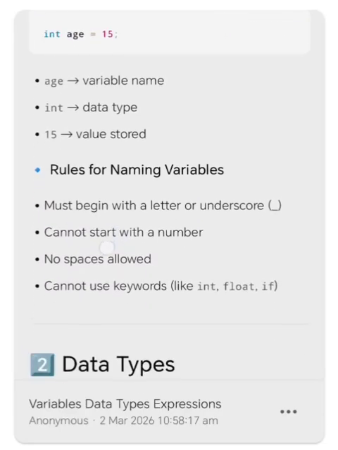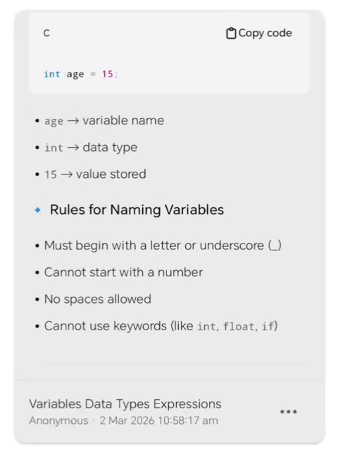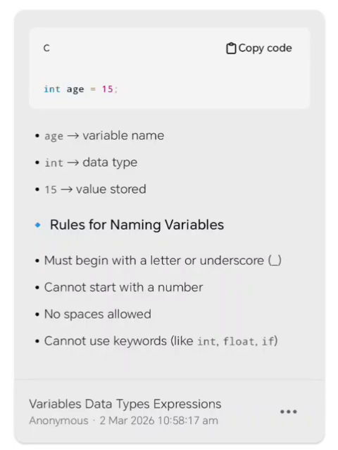Now the variable rules: how we can assign a variable in the program. You should know the rules of variables. A name must begin with a letter or underscore. You can use an underscore or a letter. It cannot start with a number. It should start with a letter, not a number, and no spaces allowed.